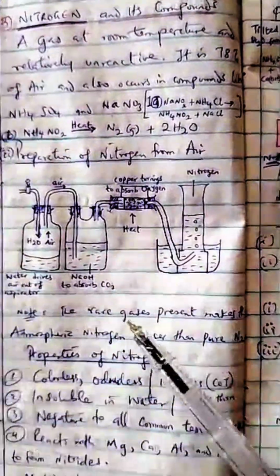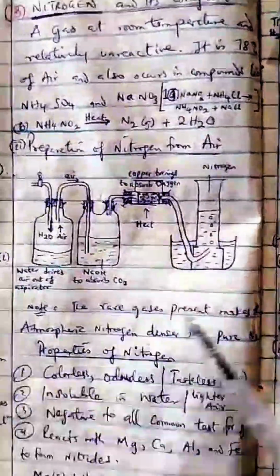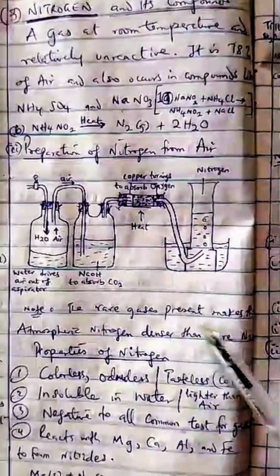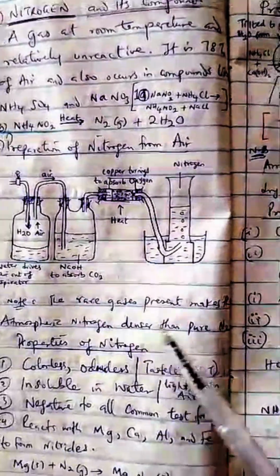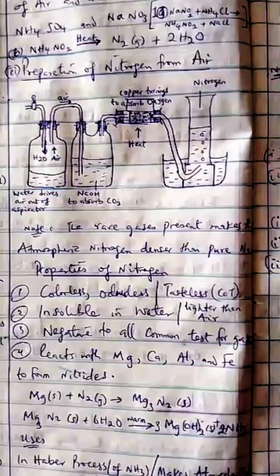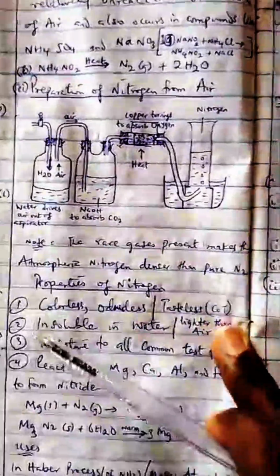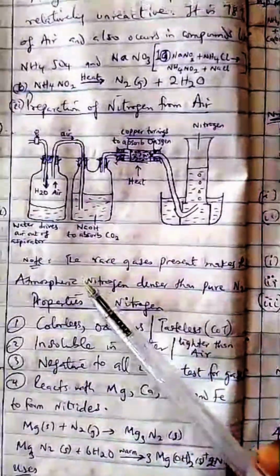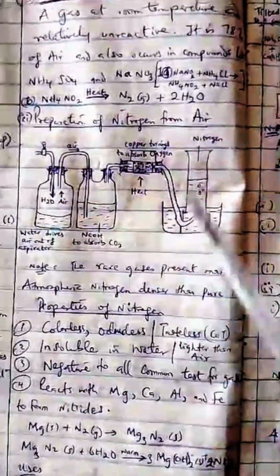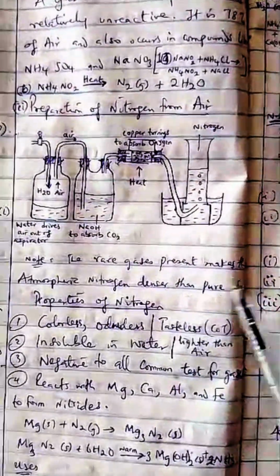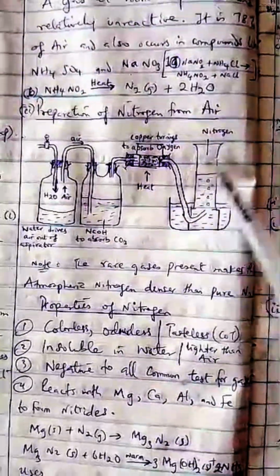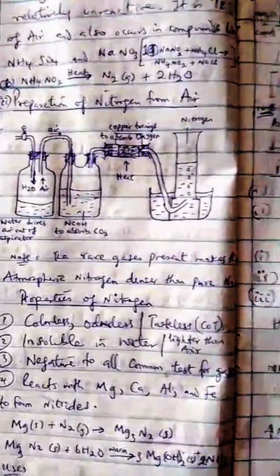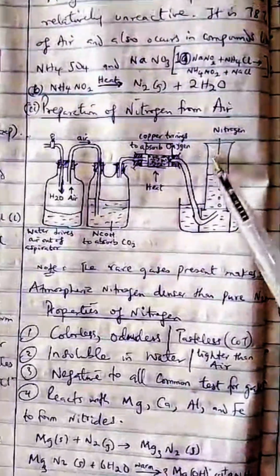We have some rare gases present. Remember, in air we have some rare gases like argon. The rare gases present make the atmospheric nitrogen denser than pure nitrogen. So the nitrogen gotten from this process is denser than pure nitrogen, because we still have some rare gases in the nitrogen produced.